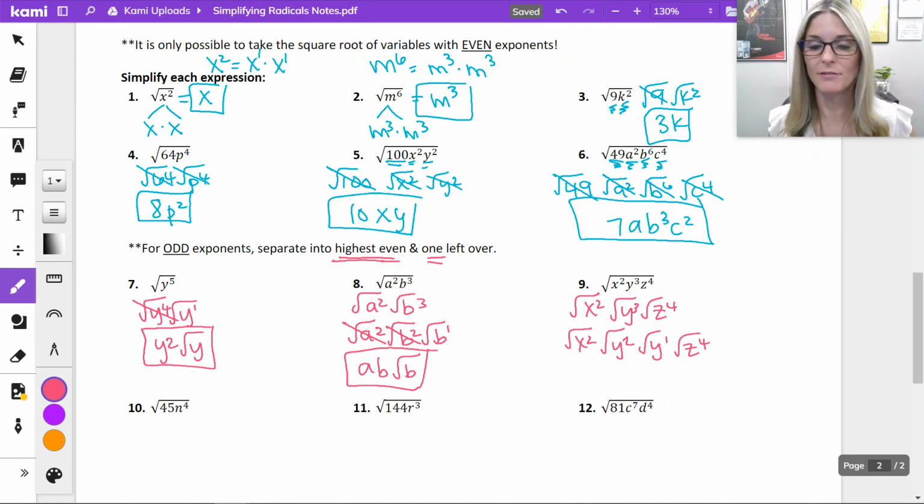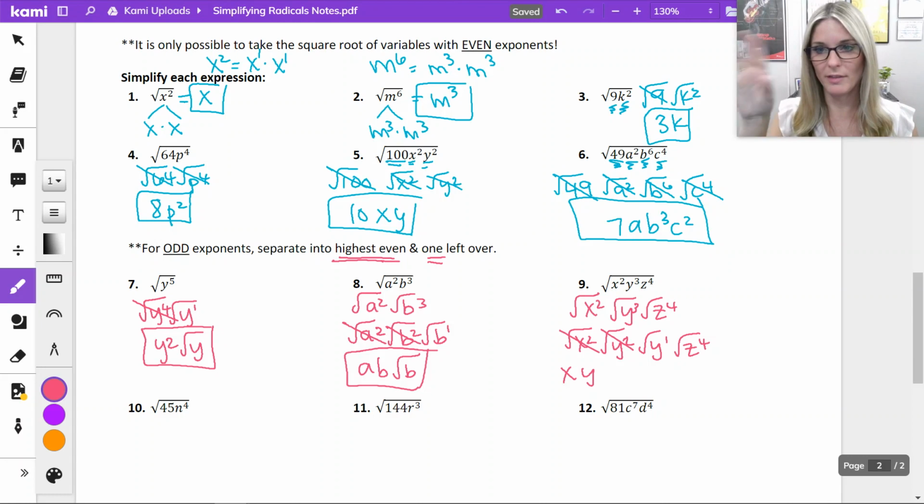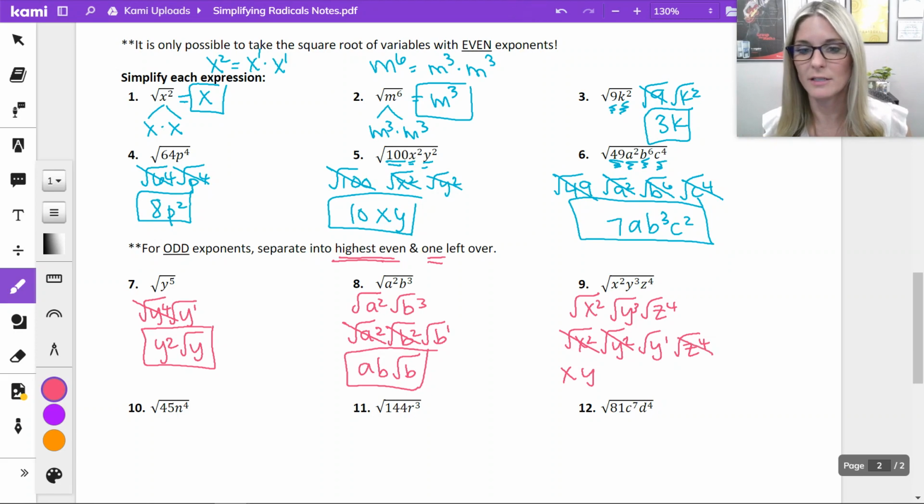So let's evaluate. The square root of x squared comes out as x. The square root of y squared comes out as a y. I'm going to just breeze over that single y because I'm going to put my radical always at the end. Let's jump to the z. Square root of z to the 4th is z squared. And again, we always write our radical last.